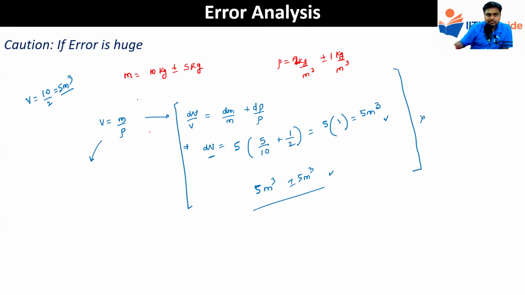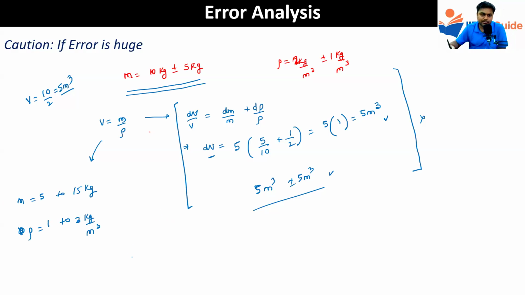How we have to calculate now is, we find the maximum mass. So mass is varying from 5 to 15 kg, and the density is varying from 1 to 3 kg per meter cube. Okay, so therefore the volume will vary from the lowest volume, which is going to be 5 by 3, to the highest volume, which is going to be 15 by 1.